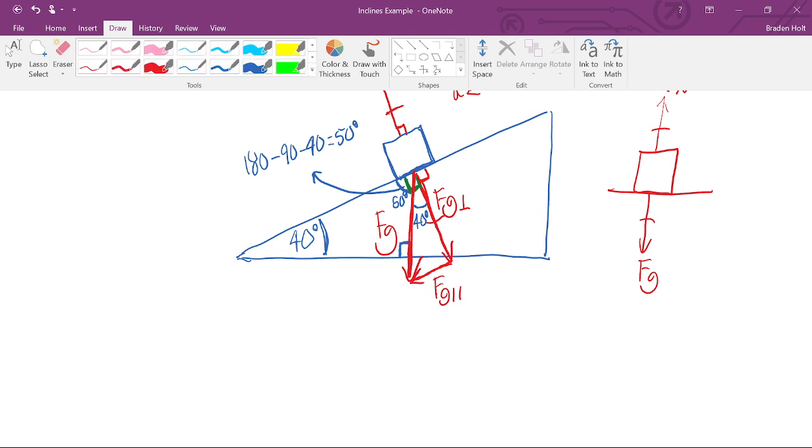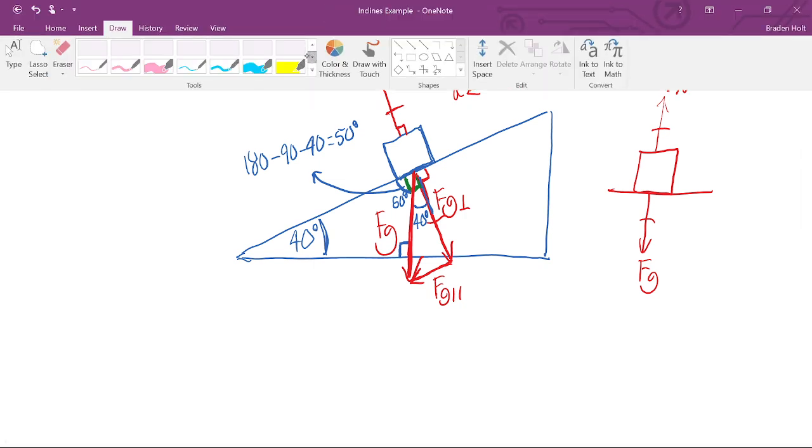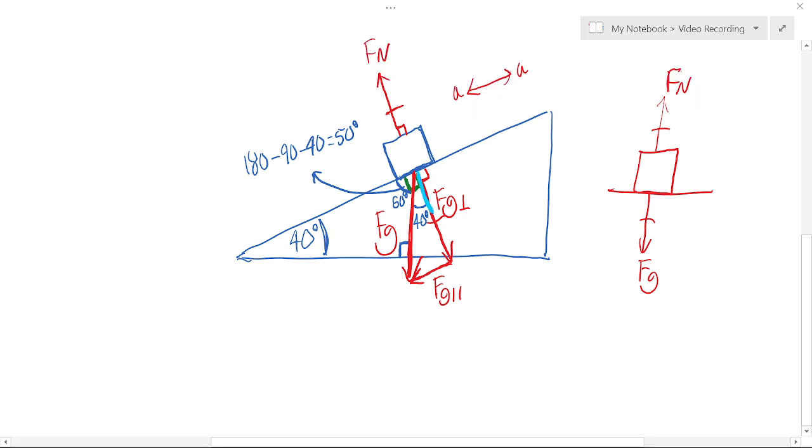Let's find a new color. So FG perpendicular and FG parallel make the same angle as the ramp and the ground. Okay, so that's always the same.